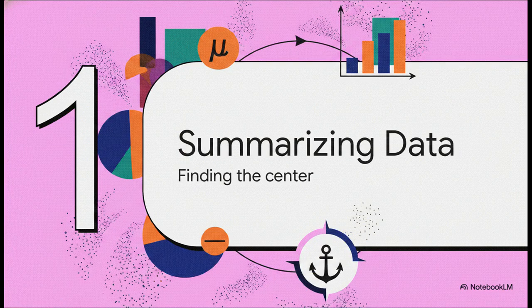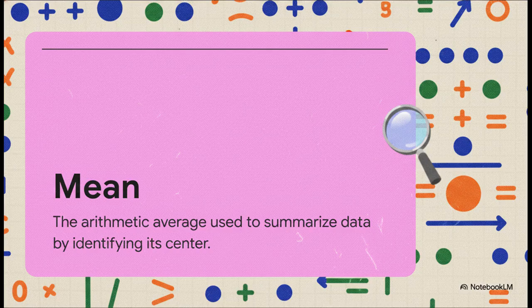All right, section 1, summarizing the data. Let's start solving this data mystery by looking for our anchor. Our very first step in making sense of any dataset is establishing an anchor point. Now, you probably already know the mean. It's just the simple arithmetic average. It's our absolute most common tool, and we use it to find our footing by identifying the mathematical center of gravity for all of our numbers.